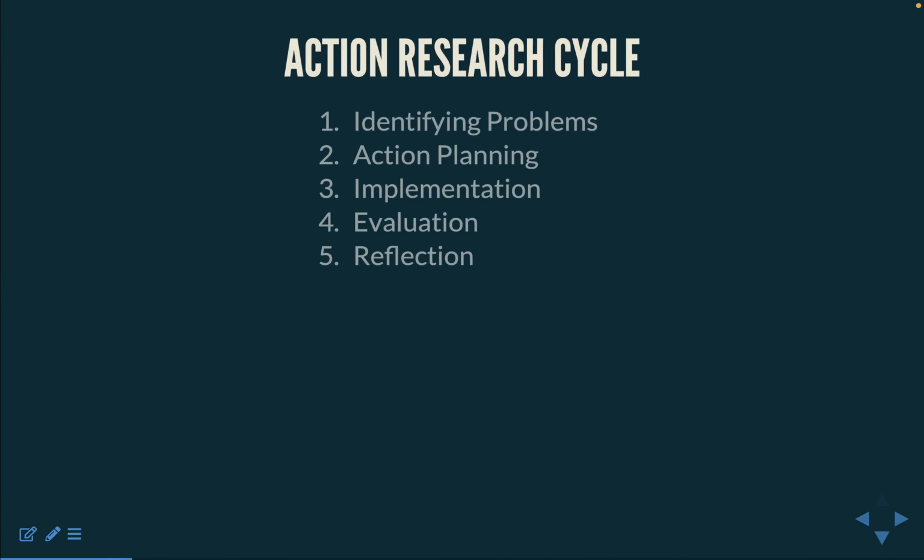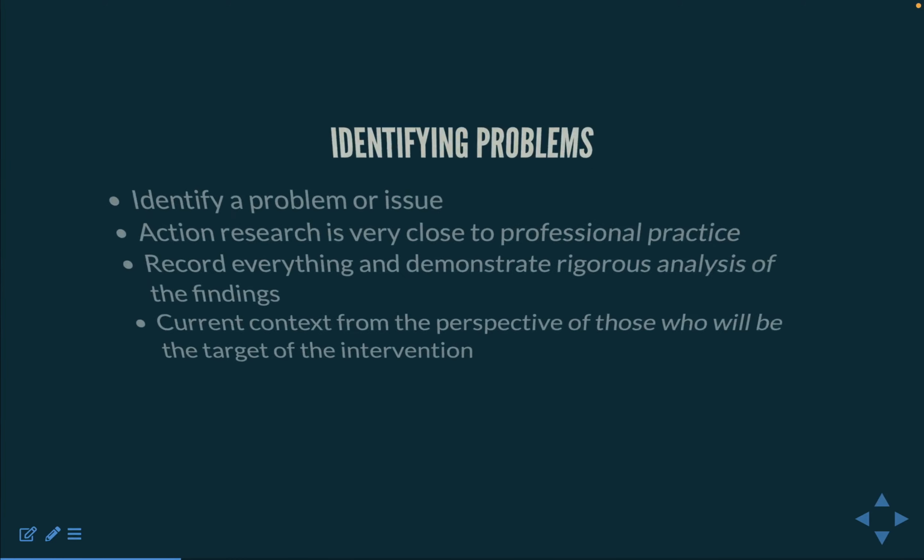This method is characterized by researchers examining current processes, taking action to improve those processes, and then analyzing the results of the action. The action research model takes an approach that is described as either cyclical or spiral and includes the following stages: identifying problems, action planning, implementation, evaluation, and reflection.